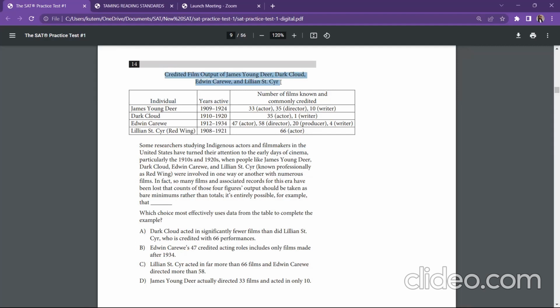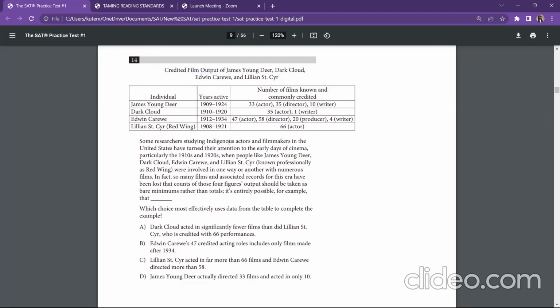It says credited film output. So this is the film output of James Young Deer, Dark Cloud, Edwin Carewe, and Lillian St. Cyr. You can see that there's a graph clearly labeled. You have the individual, so the person, then the years that they were active, and the number of films that their output is categorized into in different things.